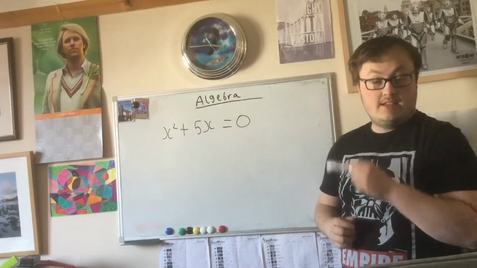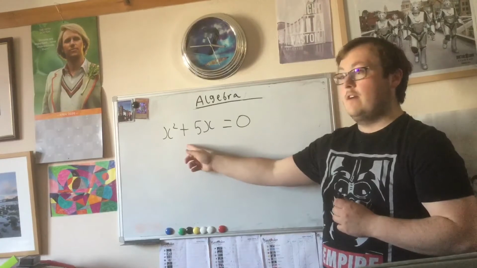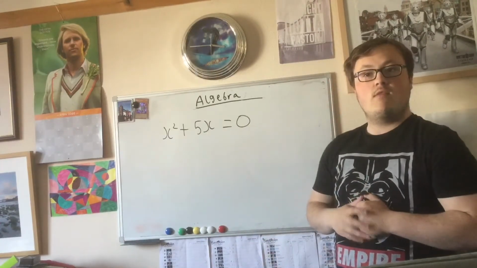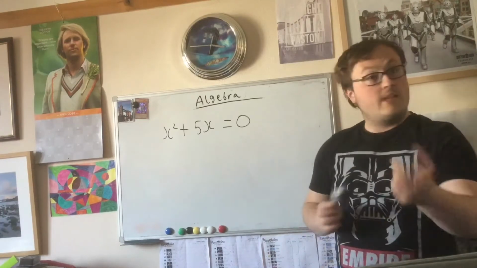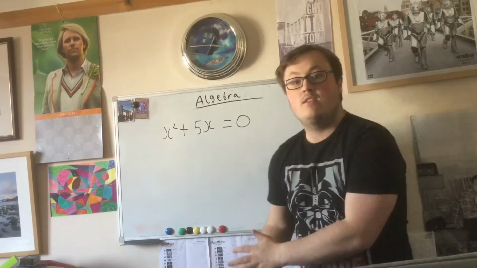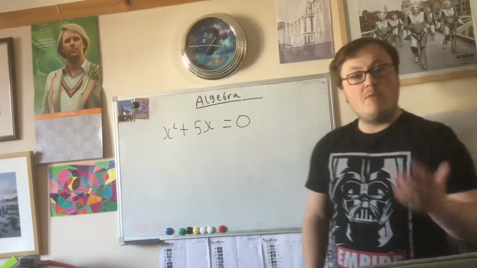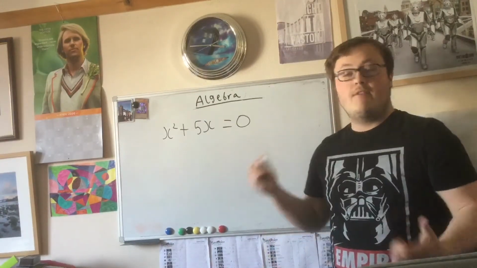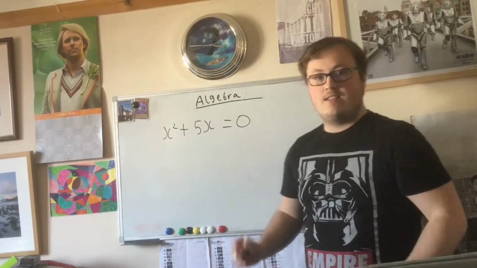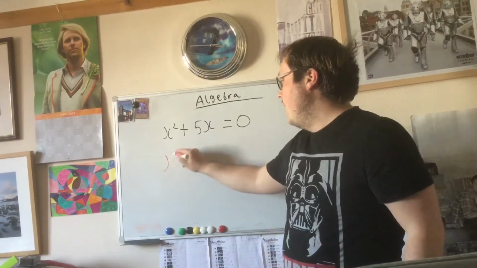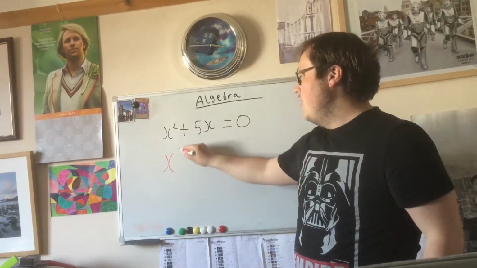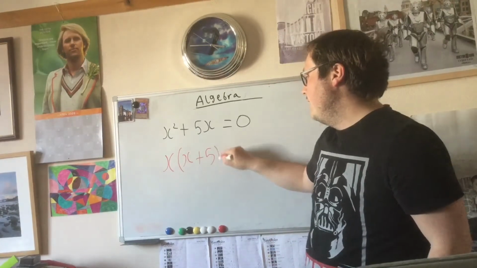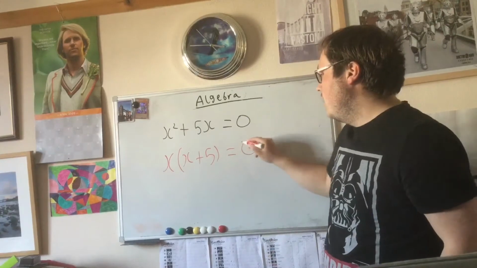So, is it the case for this? Well, we have x squared plus 5x on one side of the equation, and we have our 0 on the other side. So step 1's complete. We have got everything on one side and a 0 on the other. Now we factorise. So what does x squared plus 5x have in common? Well, they both have x's in them. So we have our x, then in our brackets we have our x plus our 5, all equaling 0.